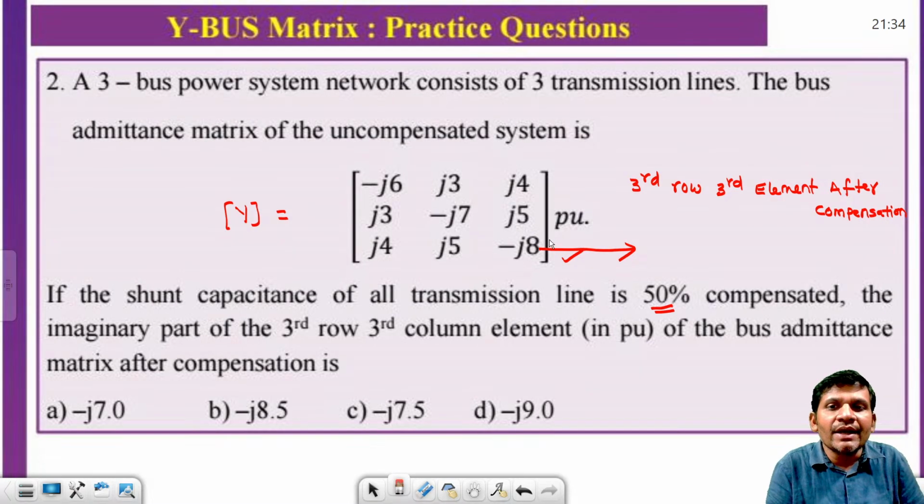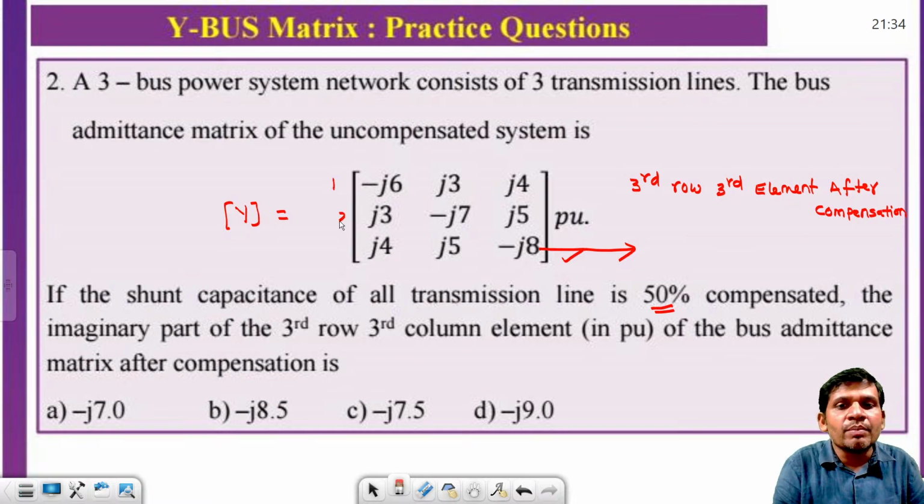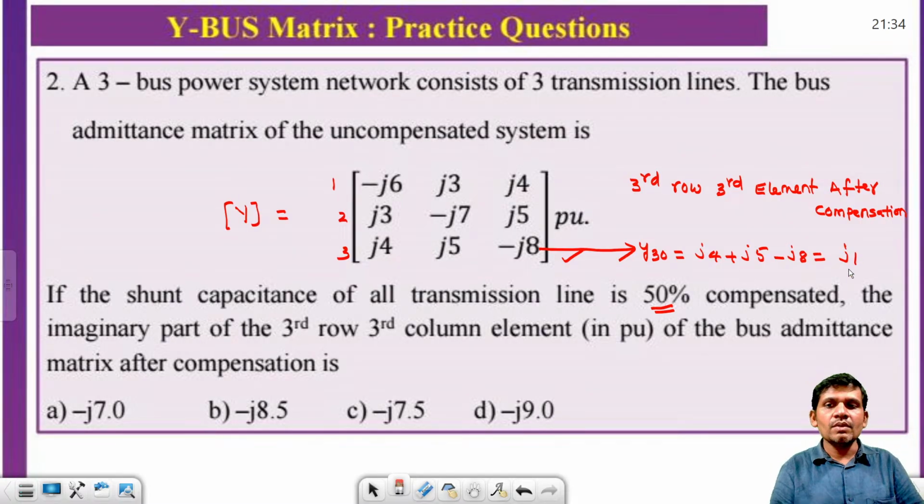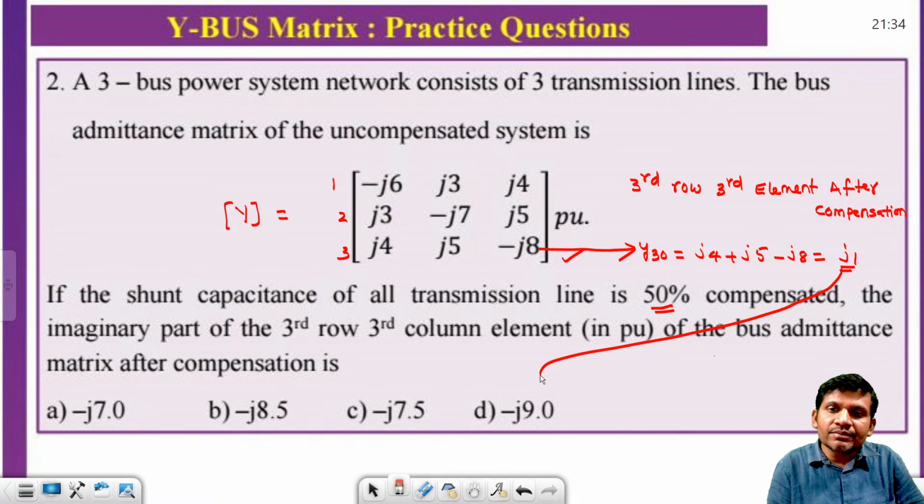First we calculate the shunt element of this bus, that is the third bus. Bus 1, bus 2, bus 3. Now I am calculating Y30. Can you tell what is Y30? This is J4 plus J5 minus J8. This is how much? J9 minus J8, that is J. The shunt element is J, and it is compensated by 50%.